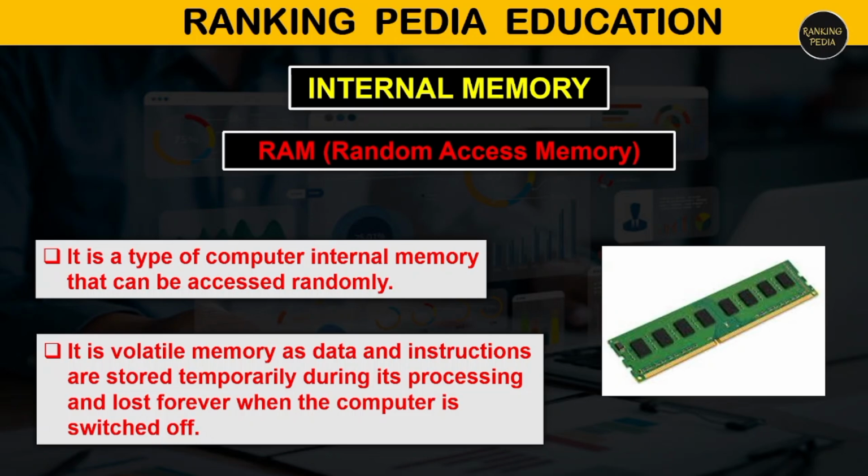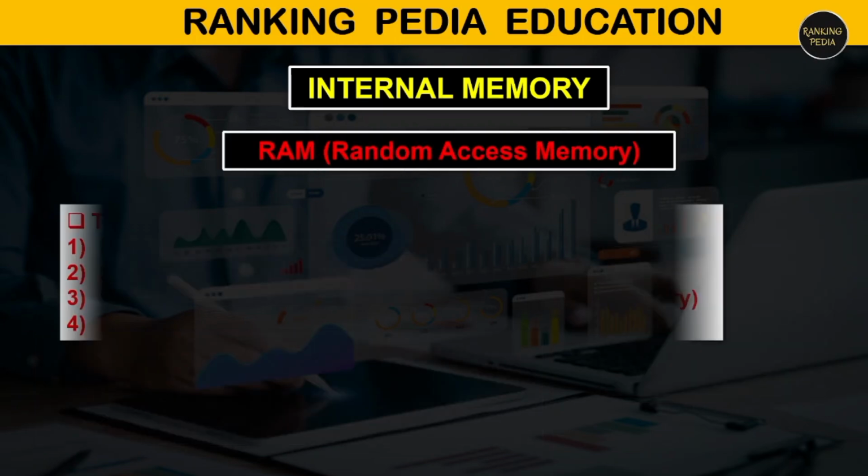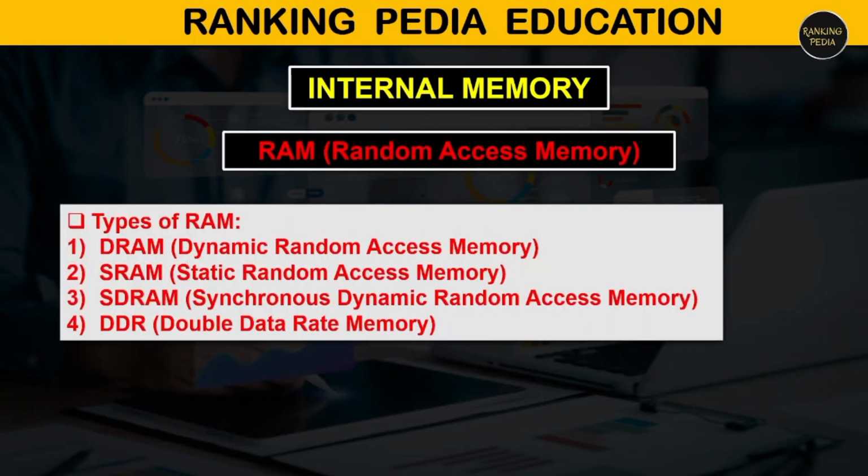Whatever information we enter into the computer goes into the RAM, and it remains there as long as we are working on an application. It is a volatile memory, as I have told you. A calculator is a good example of RAM, right? Now we will discuss types of RAM. There are four types of RAM.